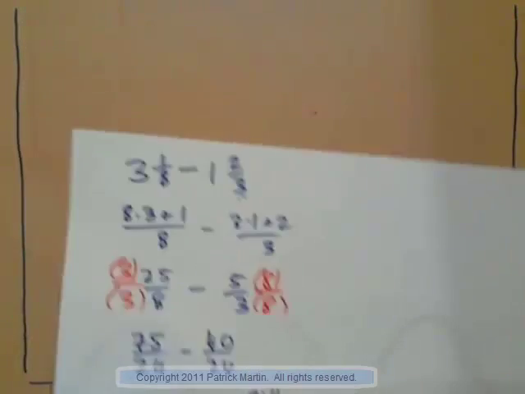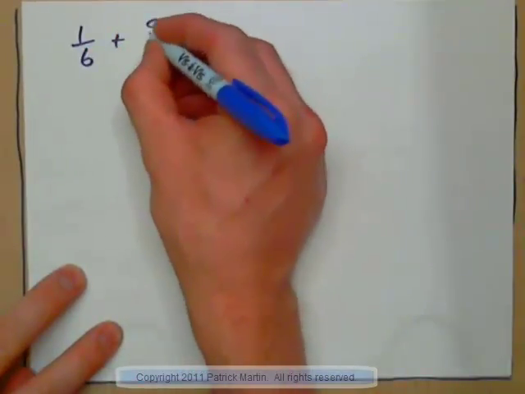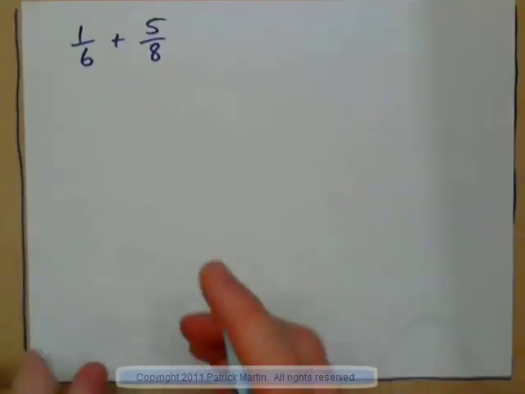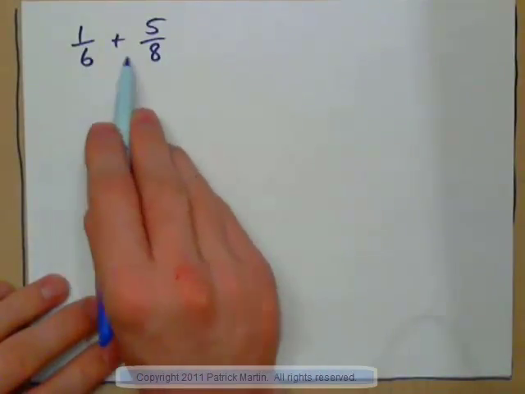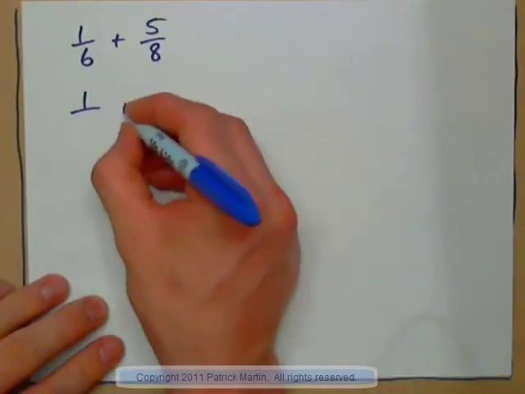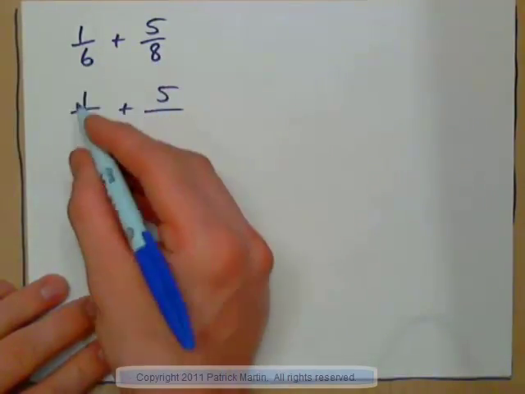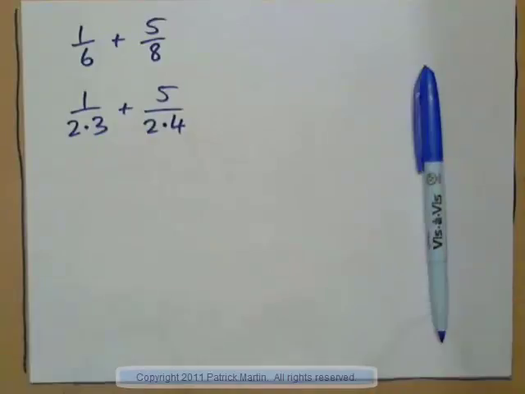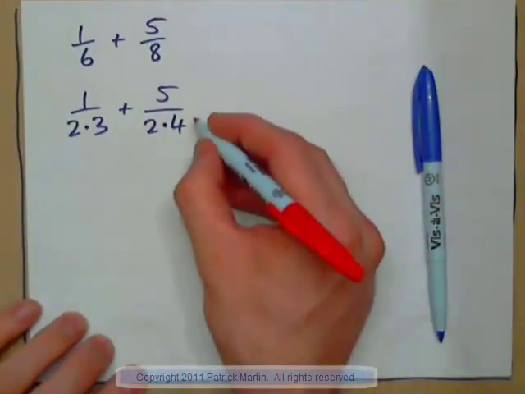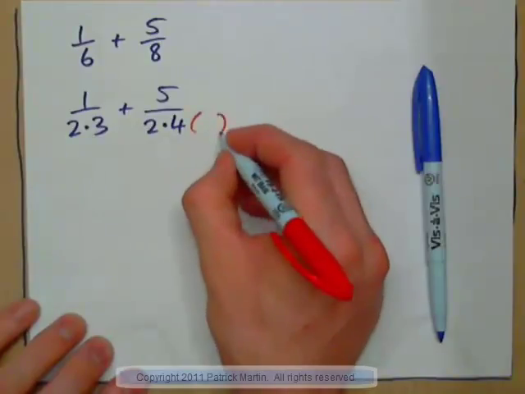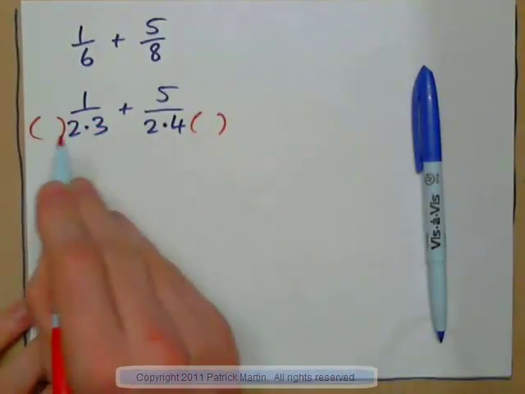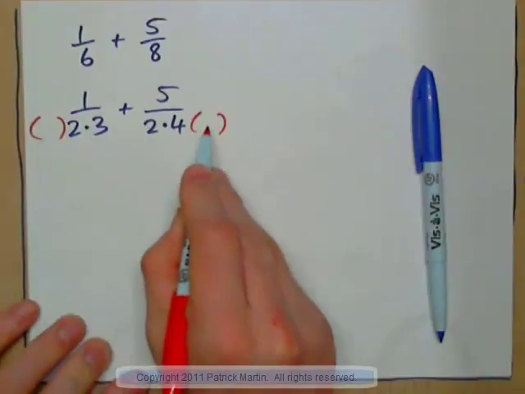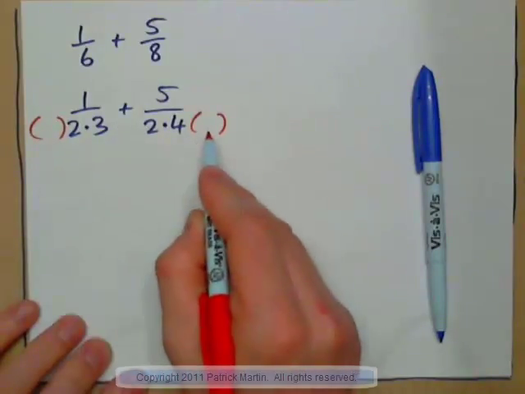Okay, now another thing that can happen is that you might need to factor both of the bottoms. So let's have a look at 1/6 plus 5/8. Now in this case, 2 goes into both bottoms, you'll see. If we factor both of the bottoms, 6 can be factored to be 2 times 3. 8 can be factored to 2 times 4. Now try and make the bottoms the same, because if you add fractions, the denominators need to be the same. So put something here and put something here to make the bottoms the same. So we do the least amount of work to make the bottoms the same.